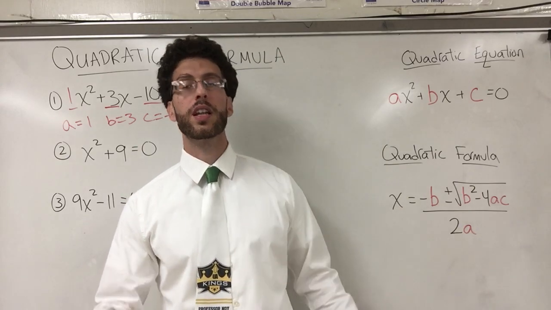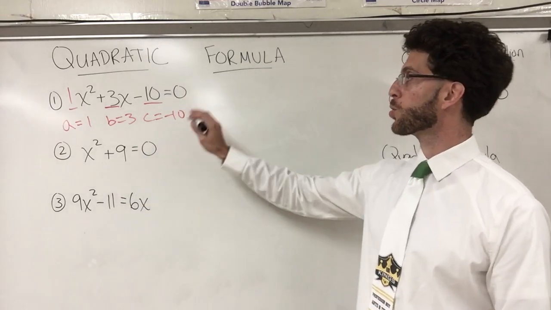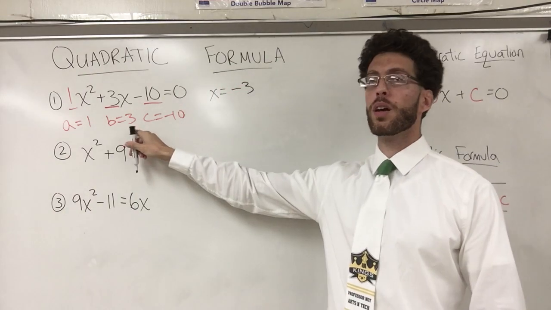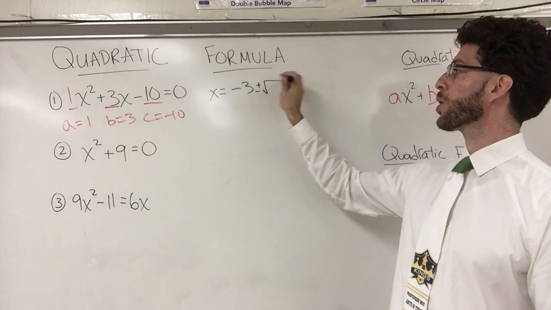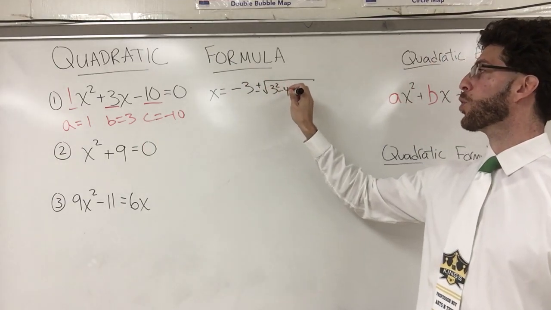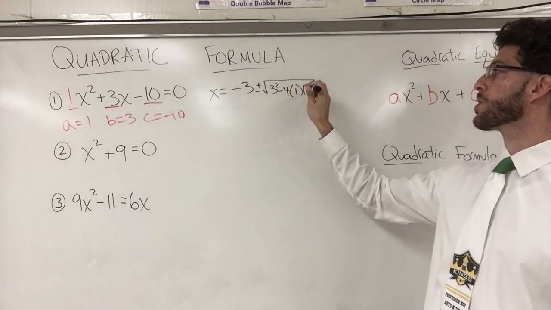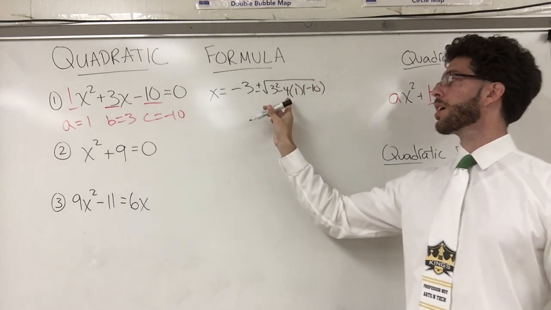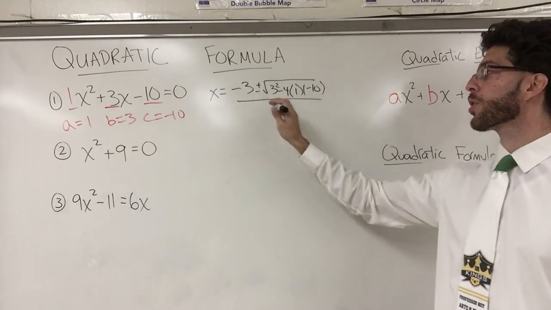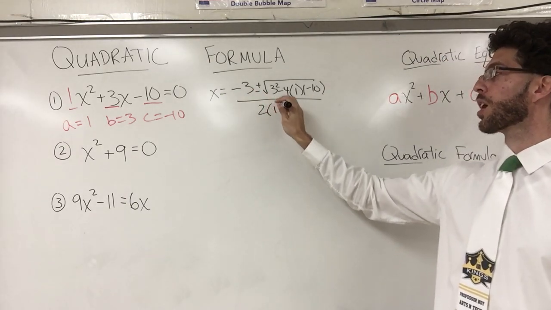Since I've already written it, I'm ready to do substitution. So x equals negative b, which is negative 3, plus or minus the square root of b squared, which is 3 squared, minus 4 times a times c. Okay? Times a is 1 and times c is negative 10. All over 2a, and 2a is 2 times 1.